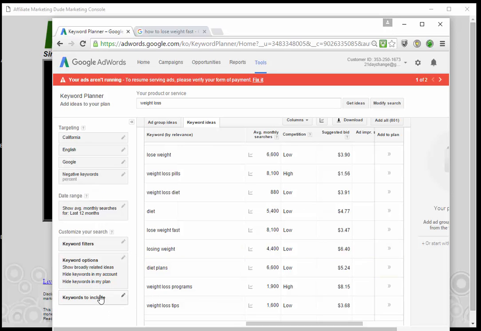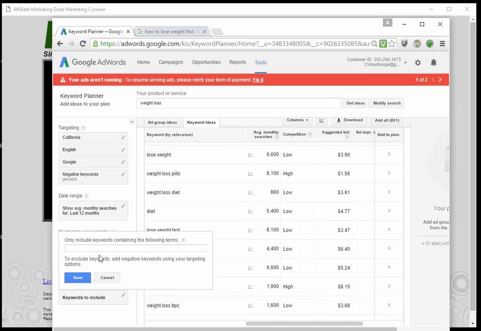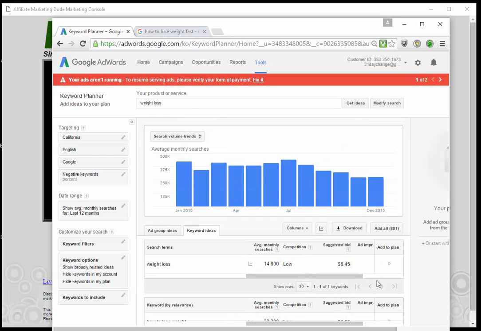Lastly, we have our keywords to include. This is keywords that we want to include, things that have negative keywords or positive or whatever. Very simple. Okay. Next, what we want to do is take a look at the tabs at the top.